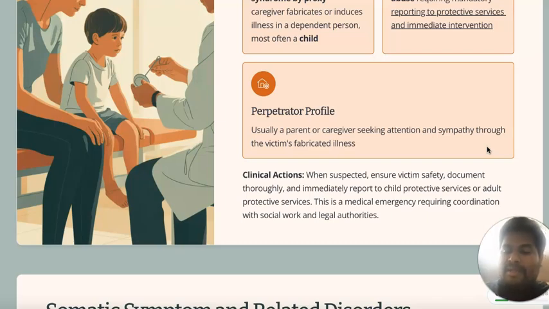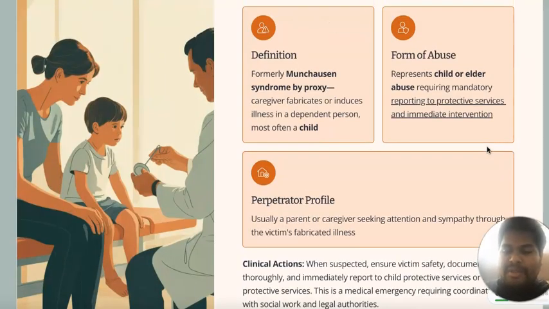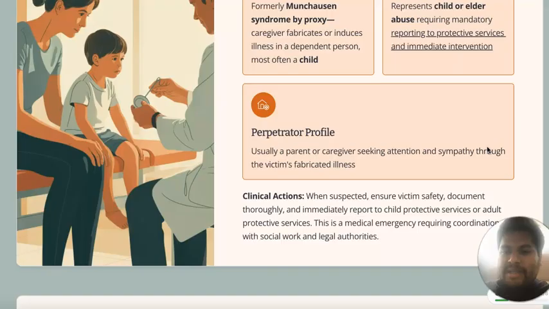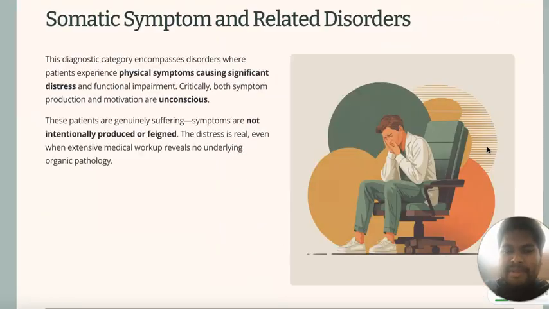I mean factitious disorder imposed on self. Okay, that was an example of that. But here, if a child or an elder is involved, then we call it Munchausen syndrome by proxy, and in this case we must call child protective services or adult protective services.